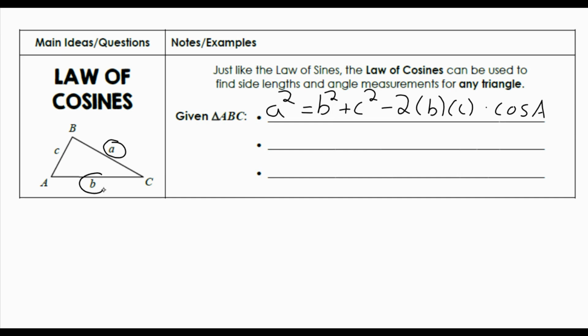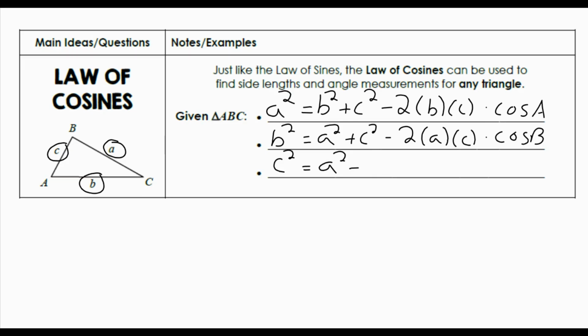Now if I'm looking for side b, I'd have b squared is equal to a squared plus c squared minus 2 times a times c times cosine of B. And then if I'm looking for side c, I'd have c squared is equal to a squared plus b squared minus 2 times a times b times cosine of C.